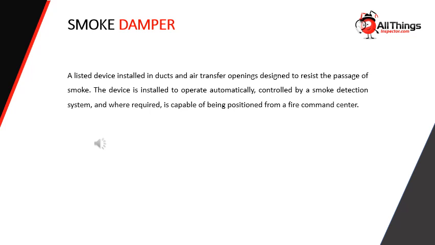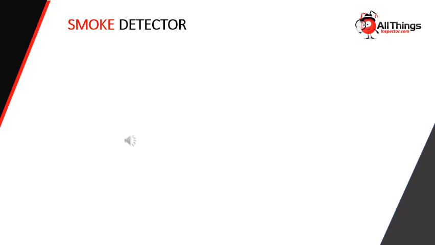Smoke damper. A listed device installed in ducts and air transfer openings, designed to resist the passage of smoke. The device is installed to operate automatically, controlled by a smoke detection system, and where required, is capable of being positioned from a fire command center. Smoke detector. A listed device that senses visible or invisible particles of combustion.